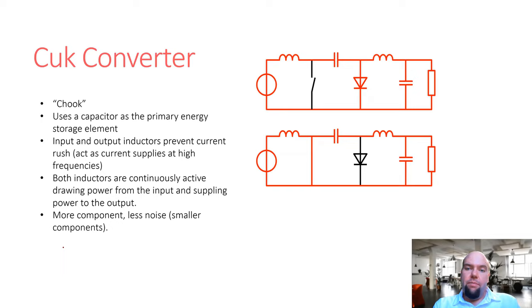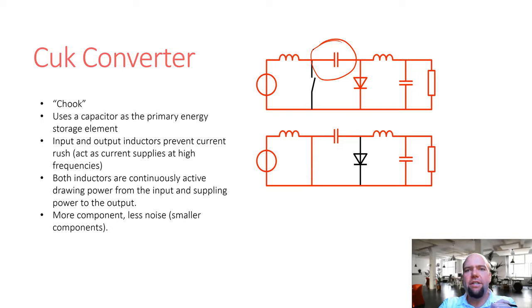There's another type of what is effectively a buck boost converter, called a Čuk converter. One thing that is different about a Čuk converter is that its primary energy storage element, instead of being an inductor, is a capacitor. So as we do these switching events, rather than charging up an inductor and then dumping that inductor's energy to an output, we are now charging up a capacitor and then dumping that capacitor to an output. Here's the issue though.